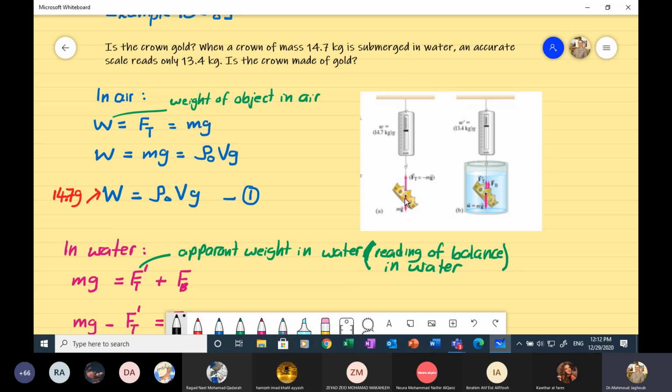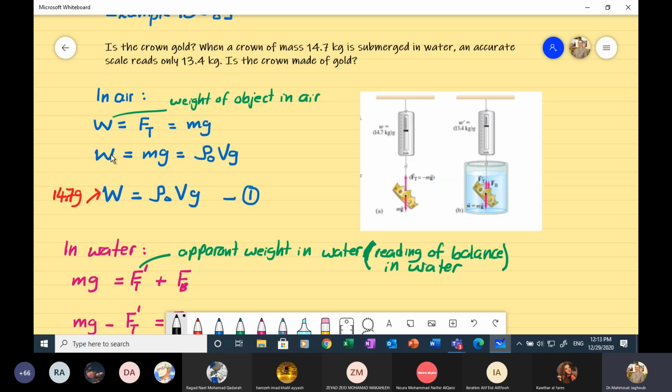So, since it's in static equilibrium, we can say that the weight of the crown, which acts downwards, which is M times G, should be equal to Ft, which is the tension in the string. So W equals Ft, and that equals M times G, because the weight is the mass multiplied by the gravitational acceleration, and that should be equal to the tension in the string.